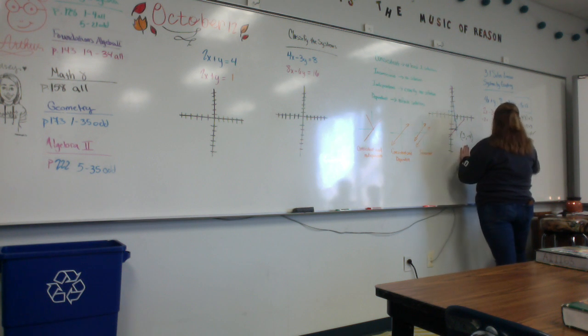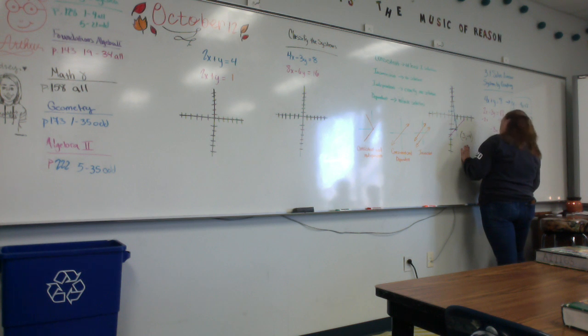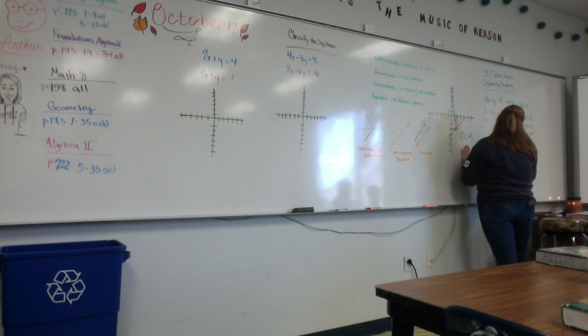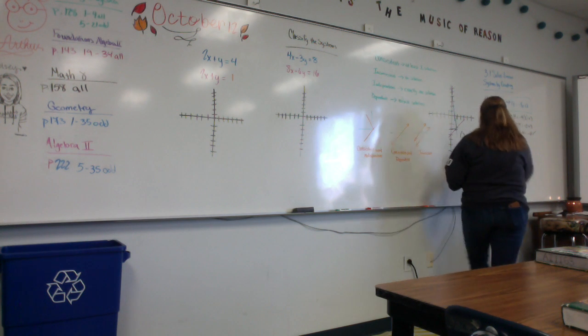I plug 3, negative 4 in here. I get negative 4 equals 2/3 times 3 minus 6. 3 times 2 is 6. 6 divided by 3 is 2. So 2 minus 6 is negative 4, so negative 4 equals negative 4. So that is my solution point.